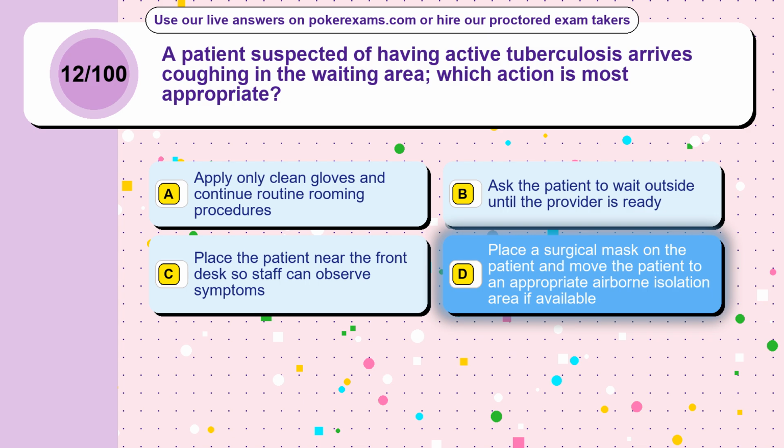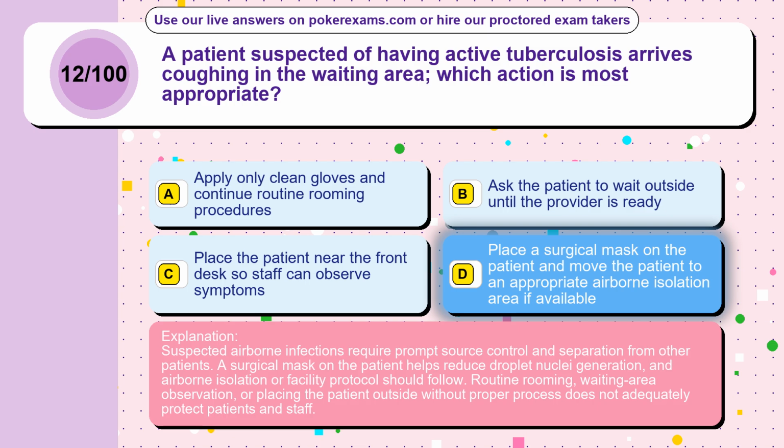Place a surgical mask on the patient and move the patient to an appropriate airborne isolation area if available. Suspected airborne infections require prompt source control and separation from other patients. A surgical mask on the patient helps reduce droplet nuclei generation, and airborne isolation or facility protocol should follow. Routine rooming, waiting area observation, or placing the patient outside without proper process does not adequately protect patients and staff.